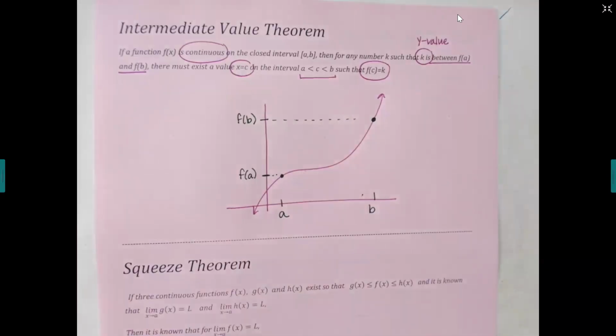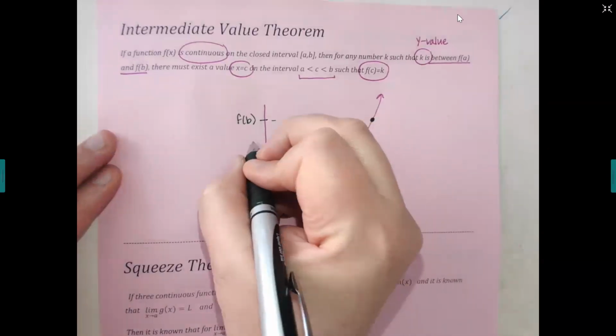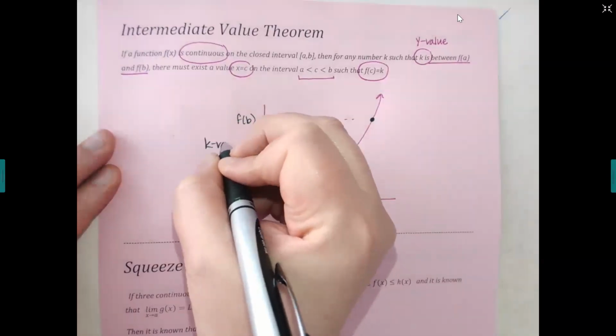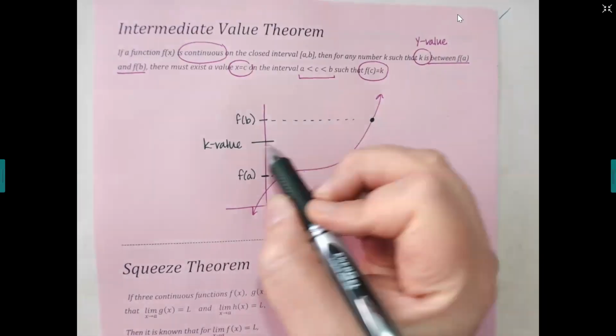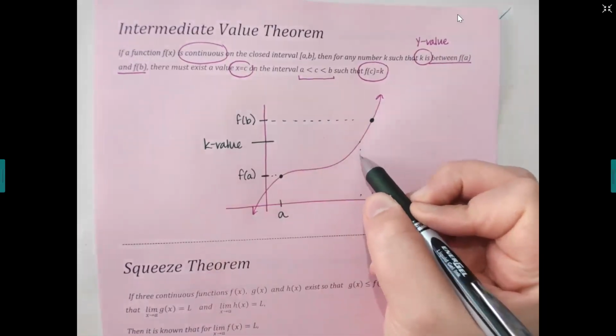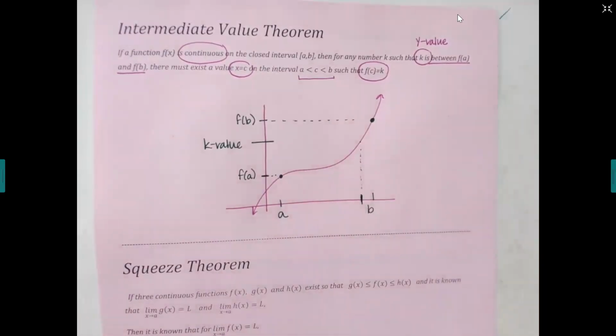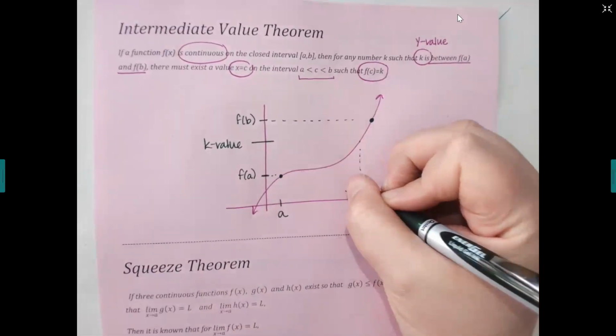What this theorem says is that if I pick any number between these y values, I can promise you that there's an x where that y value happened. Put a K value somewhere here in the middle. Then what that means is that I could find somewhere between A and B that I hit that exact value. So in this case, if this is my K, then it would have happened right here. That's your x equals c.